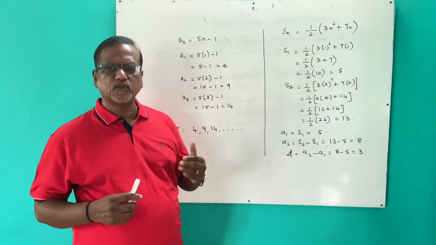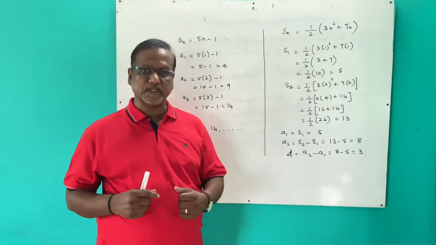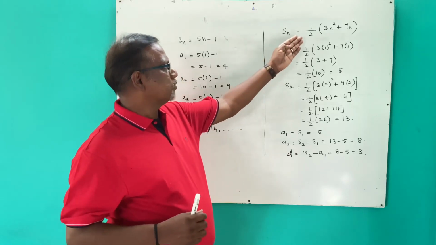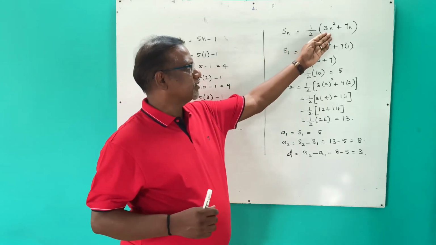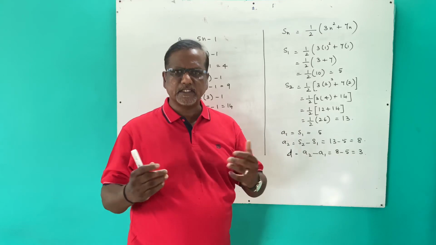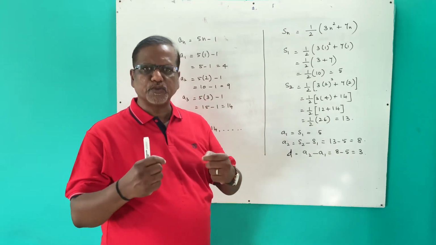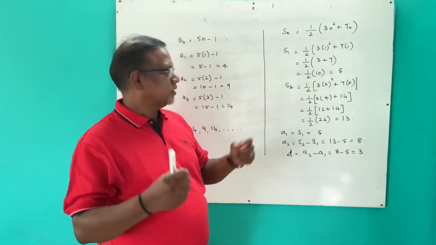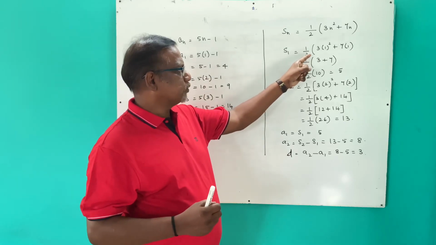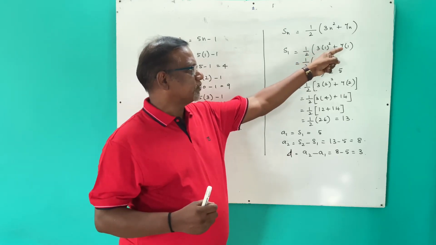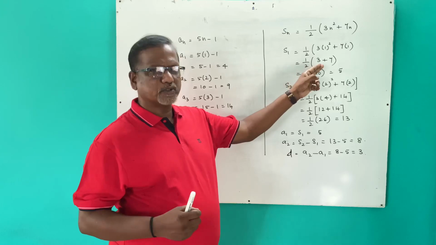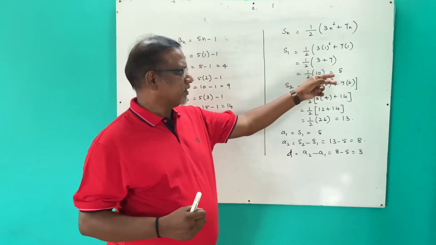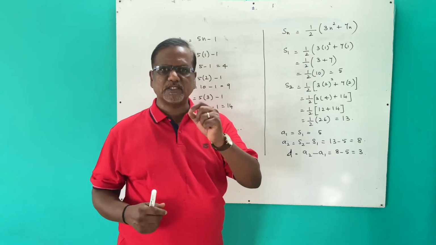Now let us see how to proceed when the sum to n terms is given. Sn is equal to 1 by 2 into 3n square plus 7n. Sn is given for us. So let us substitute 1 in the place of n. So S1 will be 1 by 2 into 3 into 1 square plus 7 into 1, that is 1 by 2 into 3 plus 7. And by simplifying, we get the value as 5.